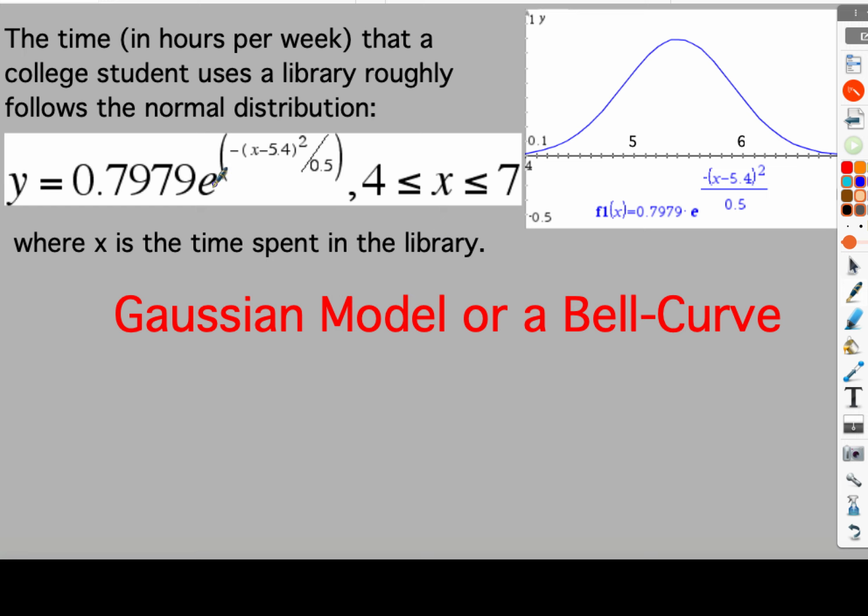Well, you'll notice right in the middle here, we've got e to the power of, we've got our variable up in the exponent. So that's an exponential function. So again, we're not going to go in depth into this type of model, but just realize that a bell curve or a Gaussian model has a lot to do with exponential functions.